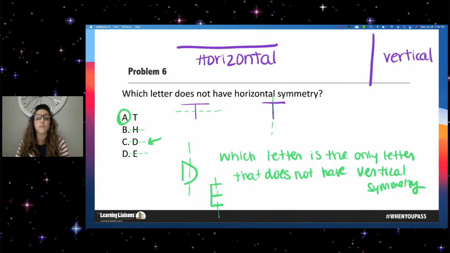All right. I'm going to move on to a problem that is very specific for my high school and middle school friends. So if you're taking a 6 through 12, a 7 through 12 math assessment, this one is for you.